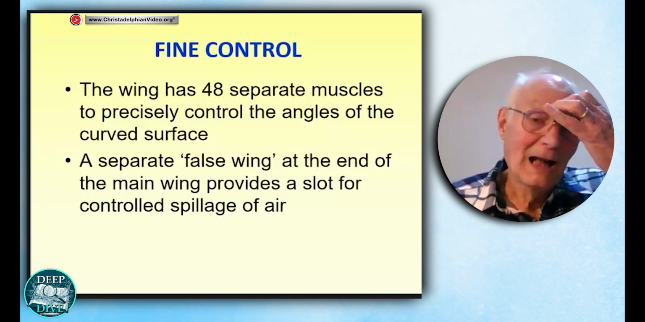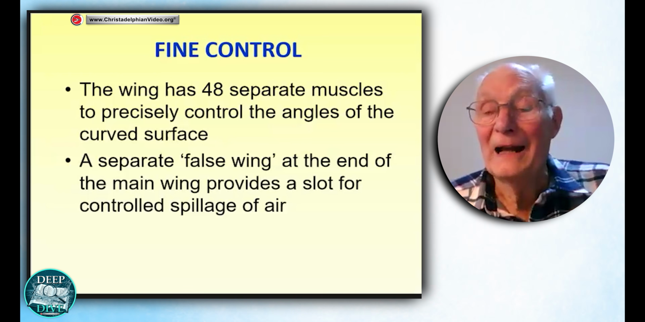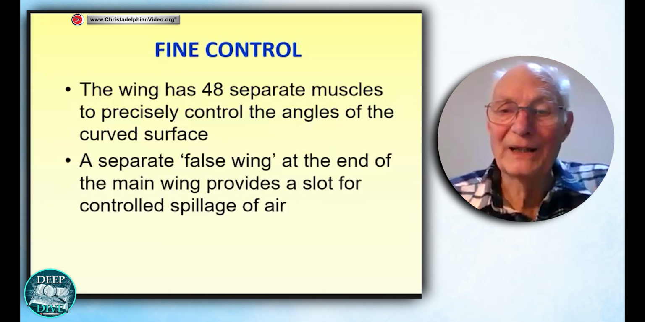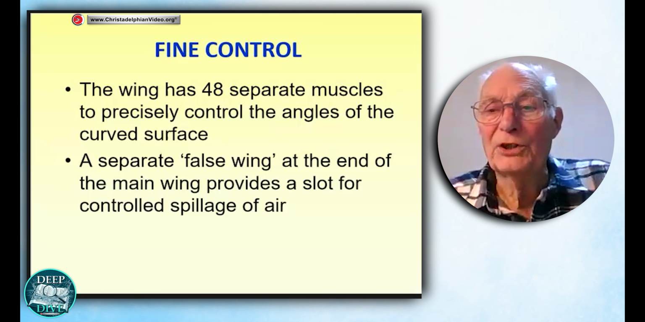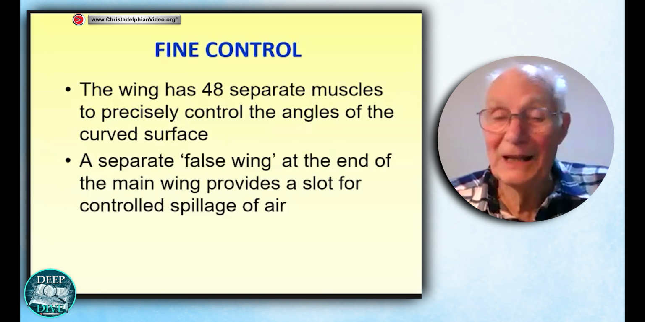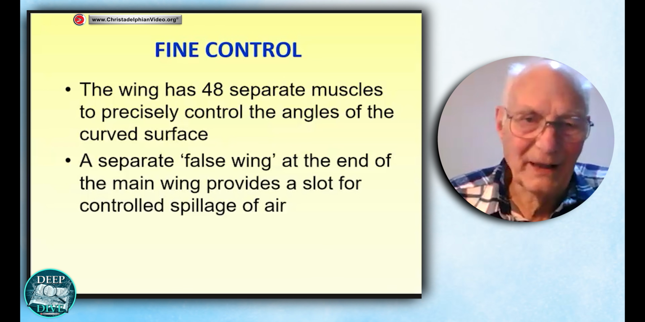And you know when you land in an aeroplane, if you've been going on holiday, and the plane comes into land, you'll notice that the pilot lifts up the ends of the wings, a little flap comes up, which spills the air to reduce the lift as it comes into land. It's the same with birds. They have a separate false wing right at the end of the main wing, which provides a slot to spill the air.